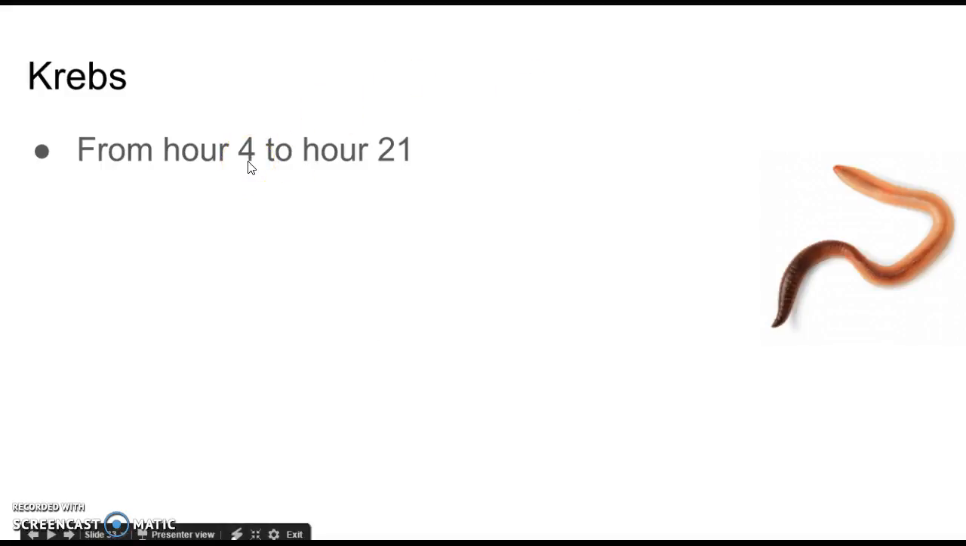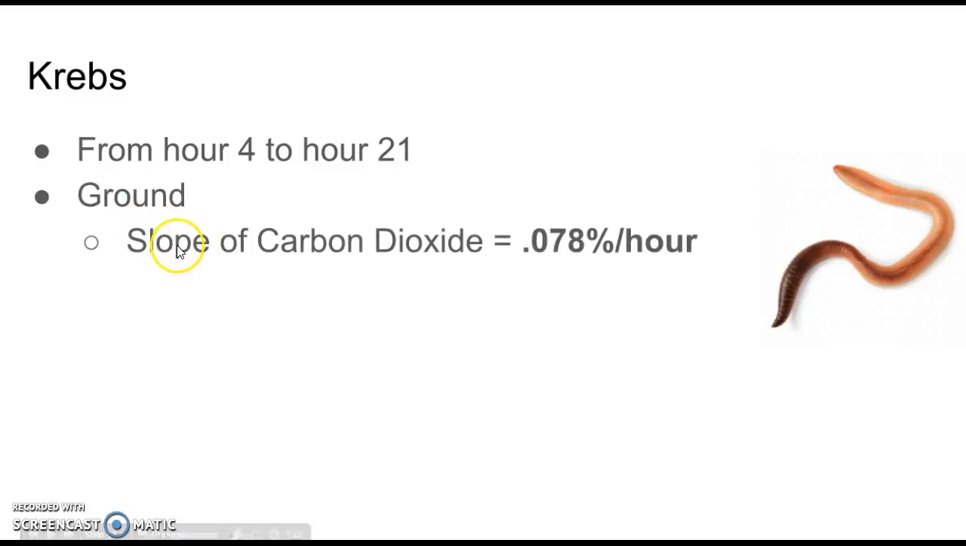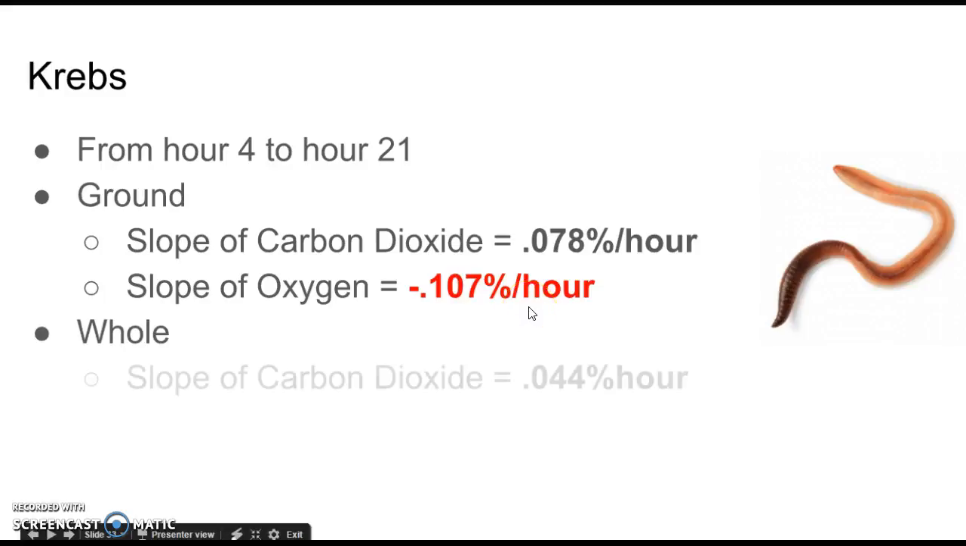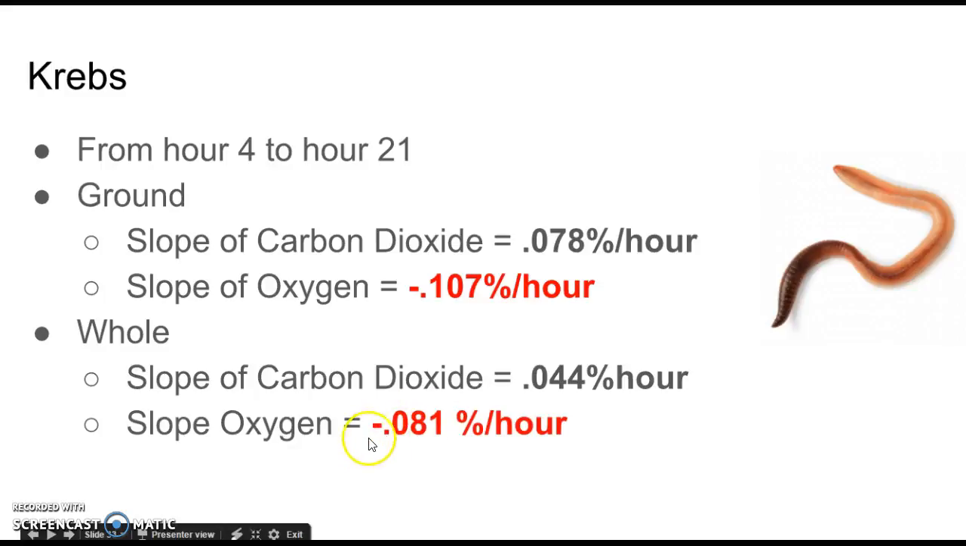So I didn't use the first 3 hours. I started in on hour 4 and stopped it at hour 21. In the container with the ground watermelon, the slope of carbon dioxide was increasing at 0.078, and the slope of the oxygen decreased at a rate of 0.10% per hour. For the whole watermelon, the slope of the carbon dioxide was increasing at 0.044% per hour, and the slope of the oxygen was decreasing at a rate of 0.081.